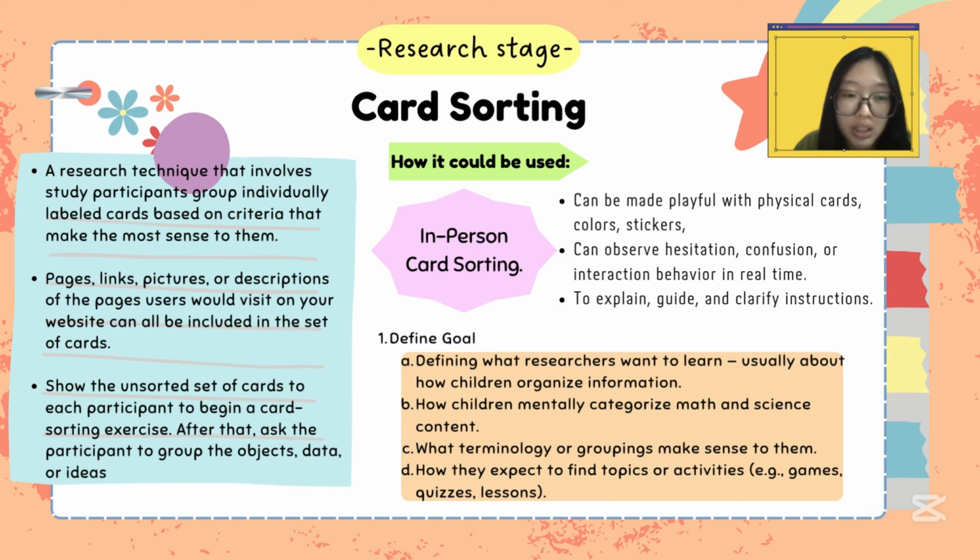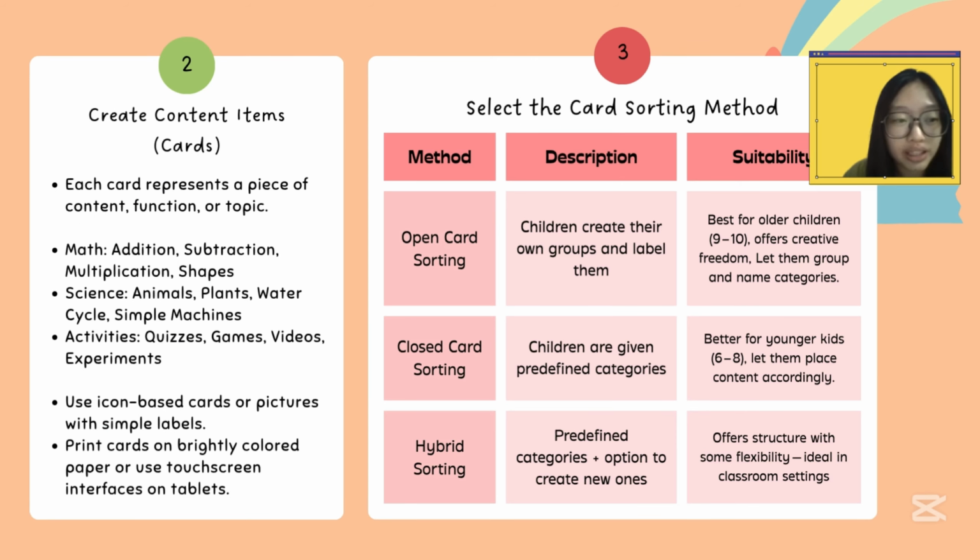The card sorting I chose is in-person card sorting. It can be made playful with physical cards, colors, and stickers. It can observe hesitation, confusion, or interaction behavior in real time. It's easy to explain, guide, and clarify instructions. So step 1 for card sorting is to define the goal: define what researchers want to learn, how children mentally categorize math and science content, and what terminology and grouping make sense to them. And the next step is to create content items, which are cards.